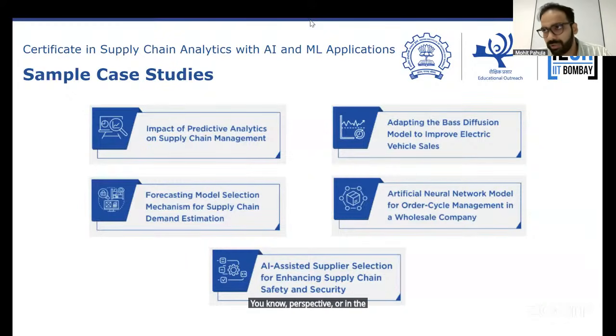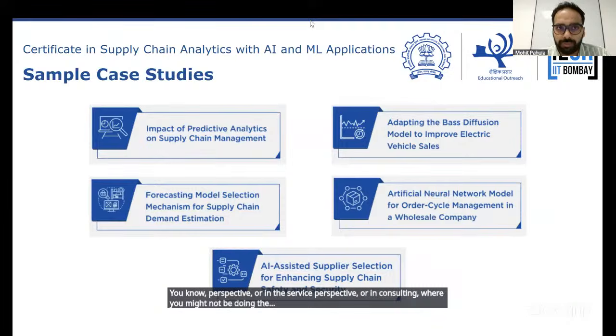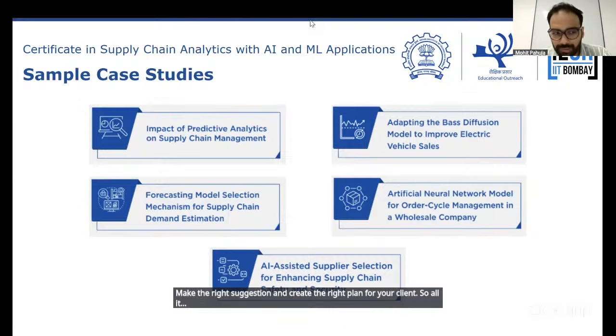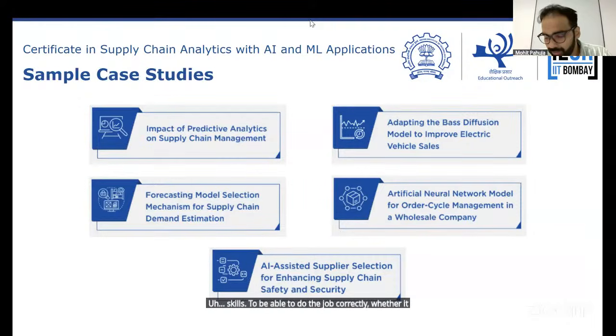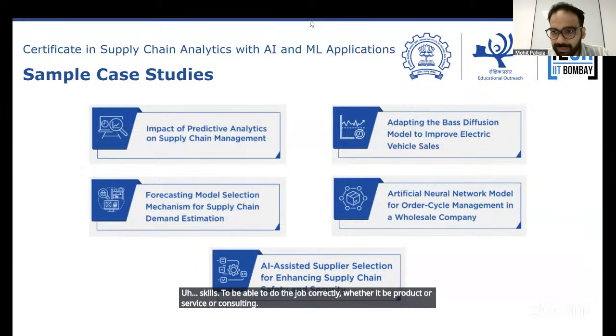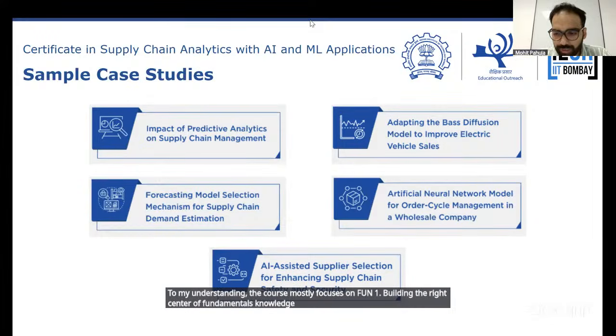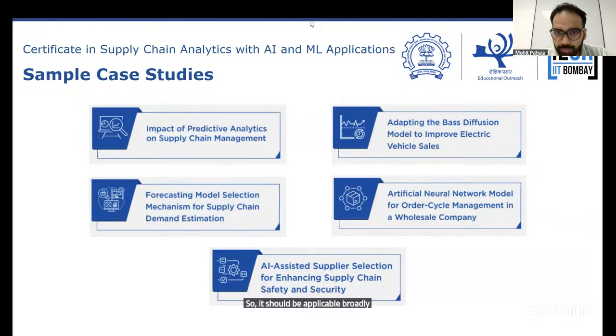Once the fundamentals and the topics are clear, it might perfectly be okay to apply it from a product perspective, a service perspective, or in consulting, where you might not be doing the hands-on execution, but you still need enough knowledge to make the right suggestions and create the right plan for your client. So all it comes down to at the end of the day is whether you have the right fundamental knowledge and the right skills to do the job correctly, whether it be product, service, or consulting. To my understanding, the course mostly focuses on building the right set of fundamental knowledge, and then also on understanding how to apply that in various scenarios. So it should be applicable broadly to all three that you have cited. Professor Priyank, feel free to add to this.